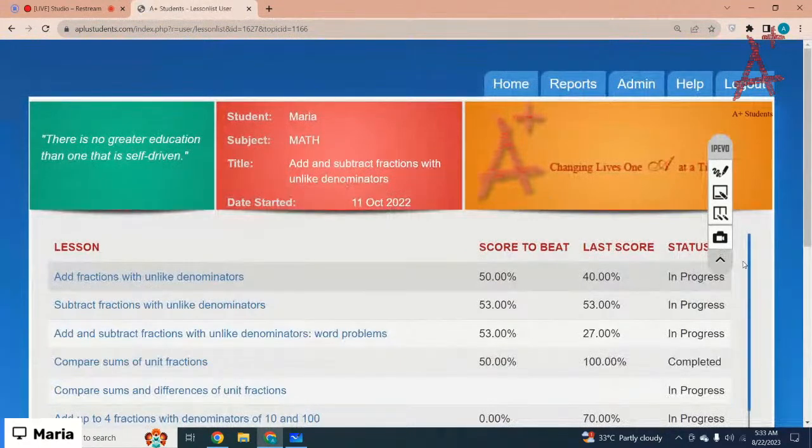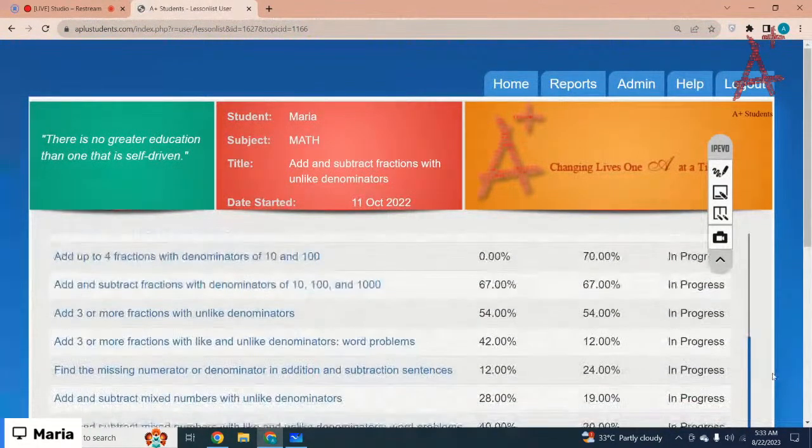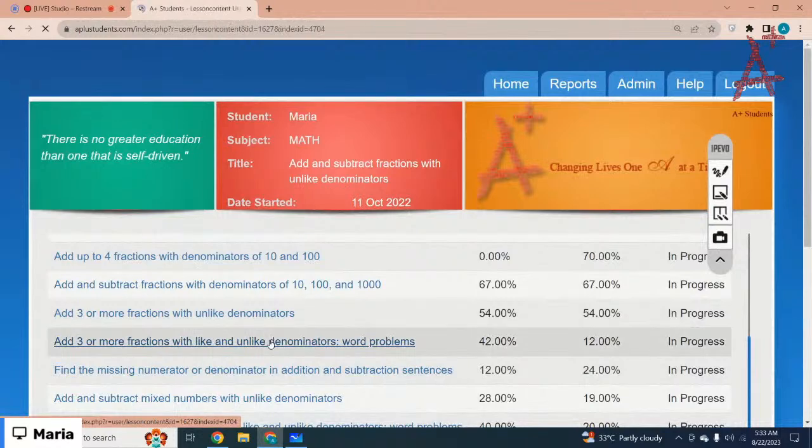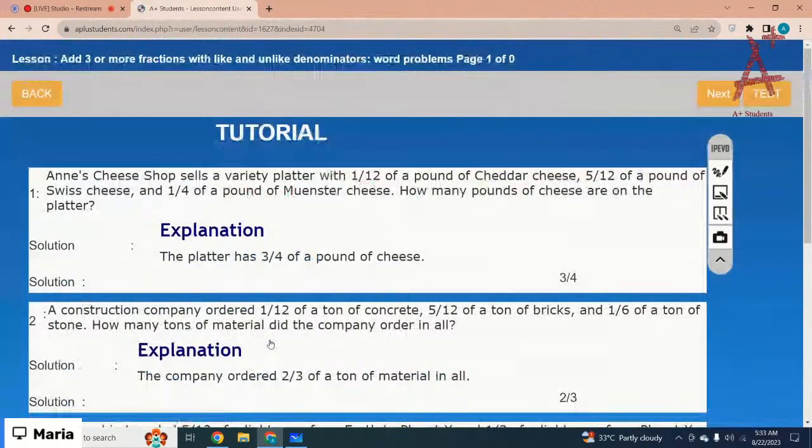And the next lesson is add and subtract fractions with add three or more fractions with like and unlike denominators word problems. Okay, you have to do the same thing, but now they are the word problems, right? You have to add or subtract.